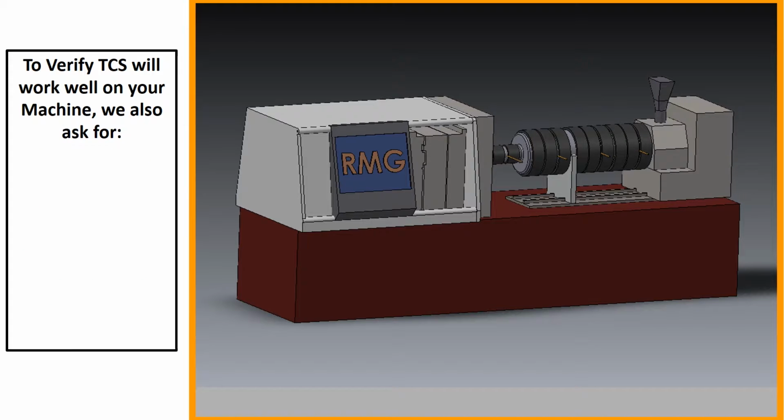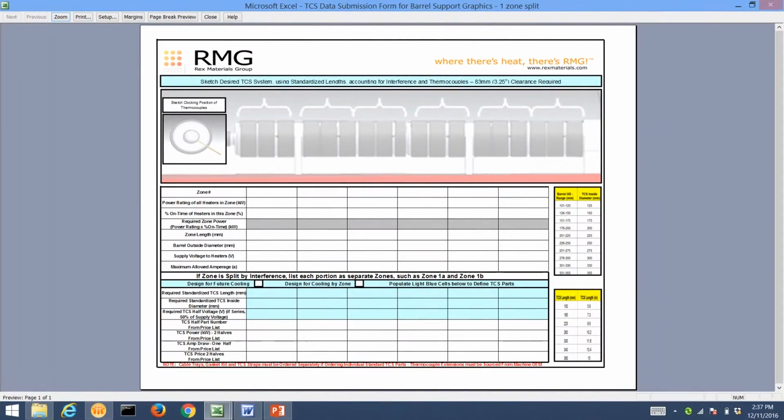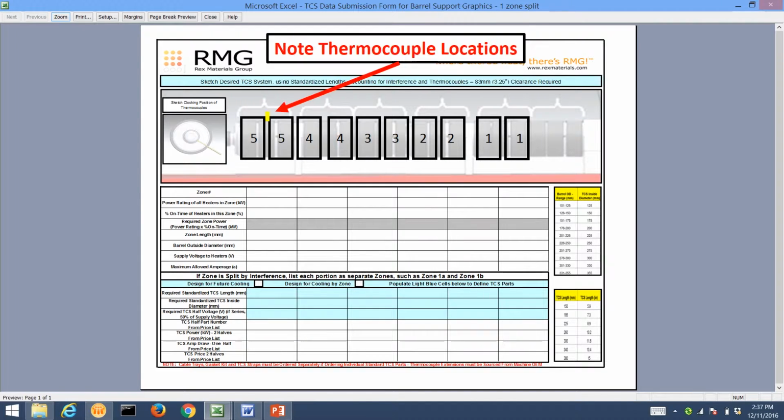To be sure TCS will perform well in your application, we also ask for the power level of all the heaters in the zones, the percent on time of each zone, and any amperage limitations associated with the heating circuit. Filling in the form can be fairly straightforward. Simply sketch the current configuration. We ask you to note the thermocouple locations so we can be sure that the thermocouples are generally centered on each zone with the new TCS section.